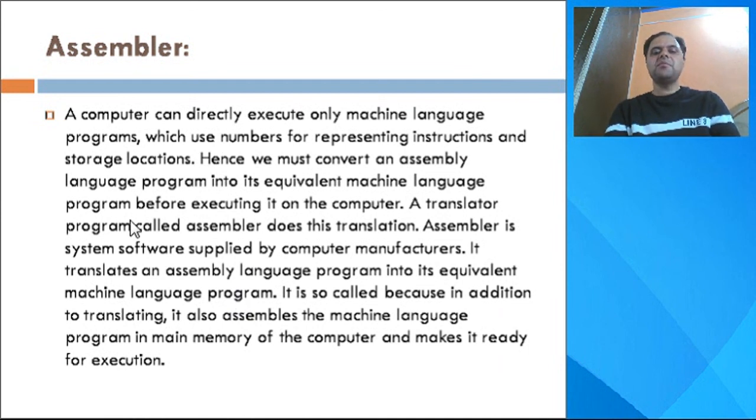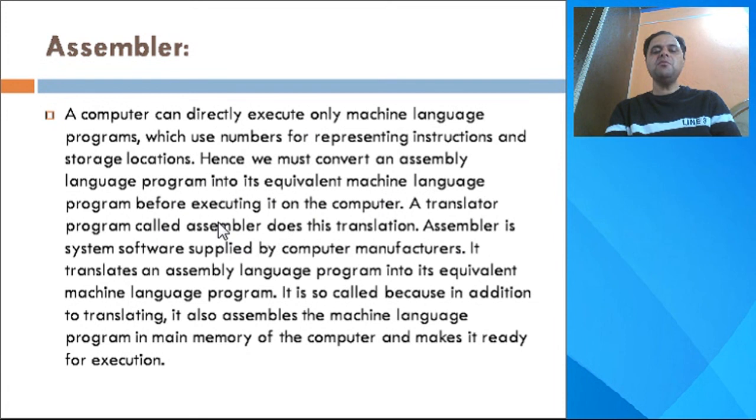So last is assembler. A computer can directly execute only machine language programs, which use numbers for representing instructions and storage locations. So what does a computer do? A computer only executes the machine language program. Hence we must convert an assembly language program into its equivalent machine language program before executing it on the computer. A translator program called an assembler does this translation.